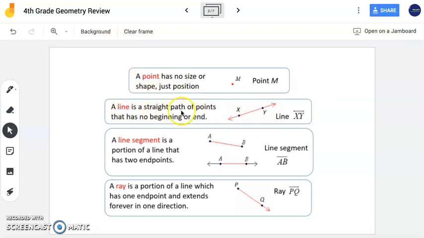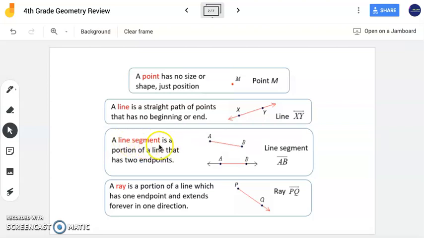Here we have a line. A line is a straight path of points that has no beginning or end. Notice this line XY has arrows at both the starting and end point, because it ultimately has no start or end. It goes on and on forever in both directions.